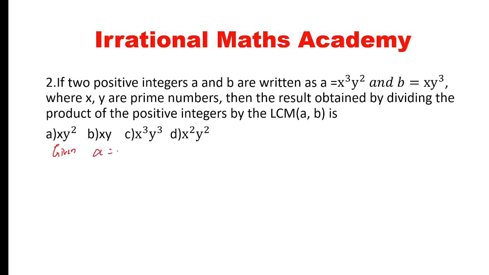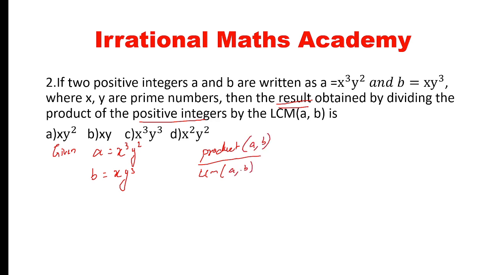A equal to x power 3 y power 2 and B equal to x y power 3. We are saying the result obtained by dividing the product of the positive integers by the LCM. Whatever the value is, that value should be, the answer should be, product of AB by LCM of AB.